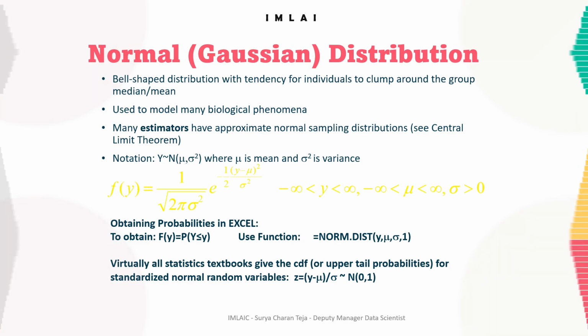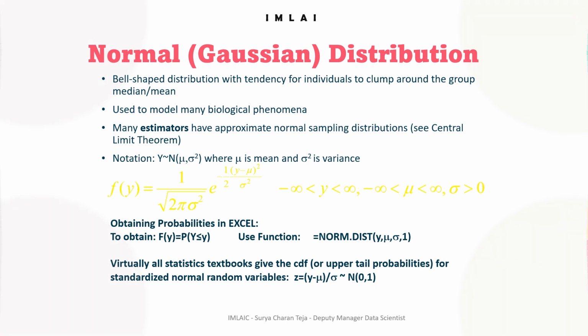Let's begin with normal or Gaussian distribution. The normal distribution, also known as the Gaussian distribution, is a continuous probability distribution that is widely used in statistics and probability theory. It's characterized by its bell-shaped curve, which is symmetric and centered around the mean.